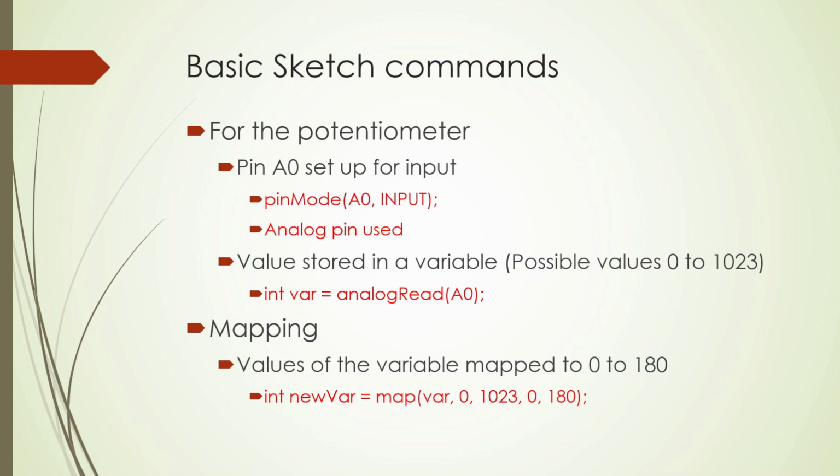The basic sketch commands that you can see are, first of all, for the potentiometer, how are we going to set it up? We are going to set pin A0 up for input. Now, A0 is an analog pin, and the potentiometer is giving you an analog input. We set it up with pinMode(A0, INPUT). So this means A0 has been set up in input mode, and you can see the analog pin has been used here.